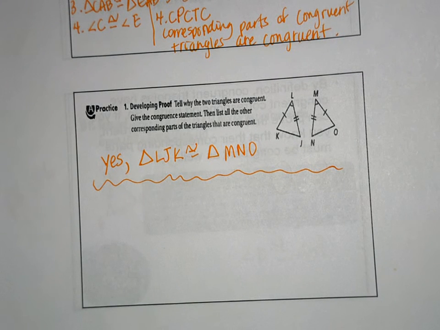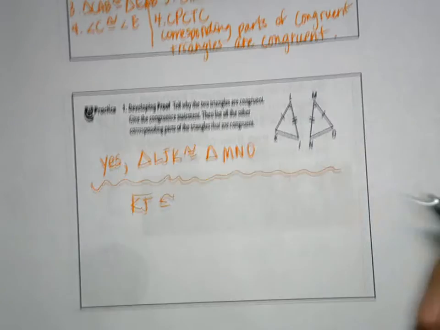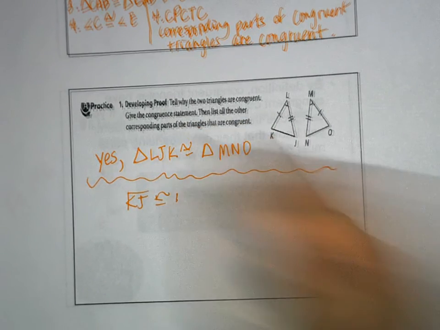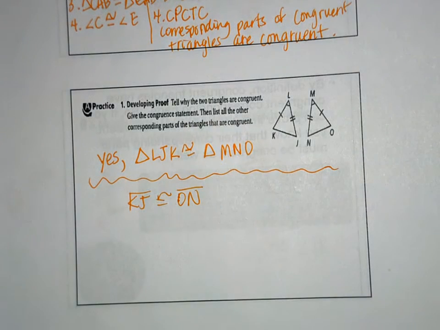All right, somebody tell me one of them. Okay, Michael, what's one piece? Line KJ is congruent to ON? Oh, okay, good. So because of the two triangles being congruent, we know that those lines are also congruent. Okay, what else?